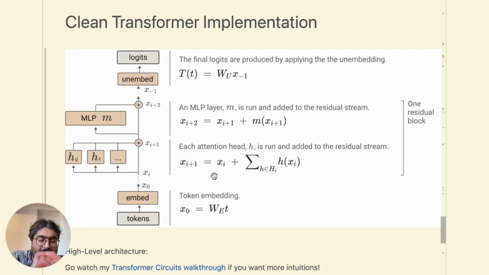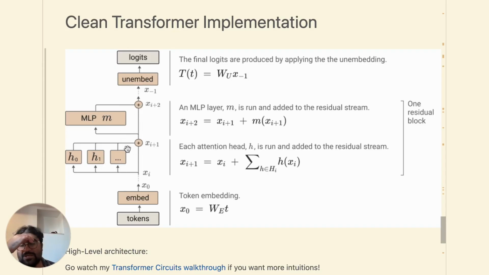It then applies a linear map to the information at each source token and copies that information to the current token position, and each head acts independently, it's got its own parameters, and then it adds them all to the residual stream. The MLPs are a linear map that projects the residual stream to a bigger space, applies nonlinearity, and then projects back down to the smaller space, and just adds its output. You just do this a bunch of times.